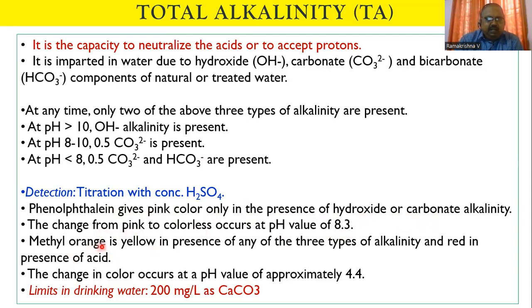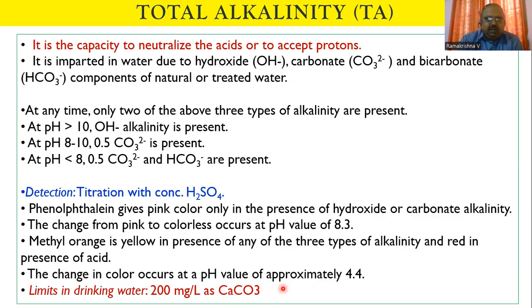And methyl orange is used for indication of pH below 8.3 up to 4.4. So the color is yellow or red. The change in color is an indication of this reaction. The limit in drinking water is 200 milligram per liter as CaCO3. So this is where we make use of expressing the concentration in terms of milligrams per liter.